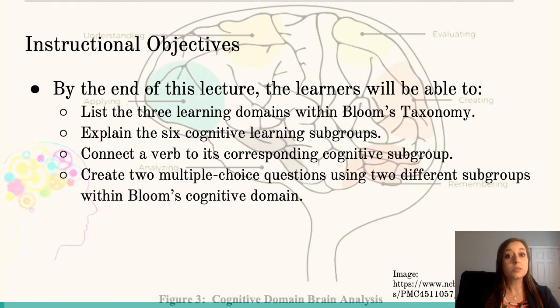Okay, so instructional objectives for this lecture. By the end of this lecture, the learners will be able to list the 3 learning domains within Bloom's taxonomy. We mentioned those in the quiz earlier. Explain the 6 cognitive learning subgroups. We talked about those in the quiz as well. Connect a verb to its corresponding cognitive subgroup. Create 2 multiple choice questions using 2 different subgroups within Bloom's cognitive domain.